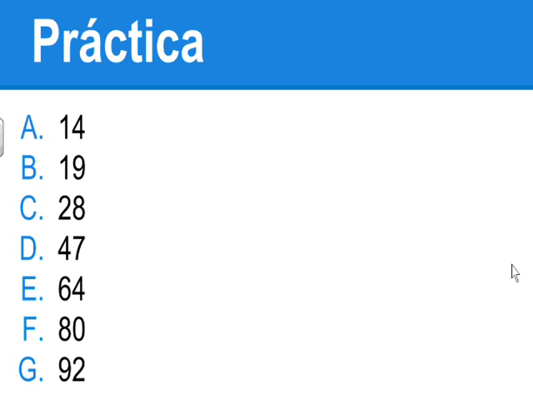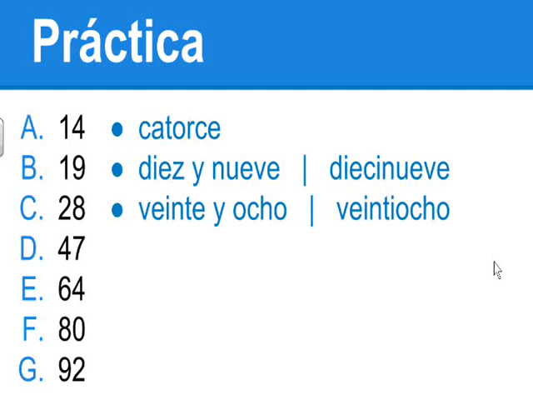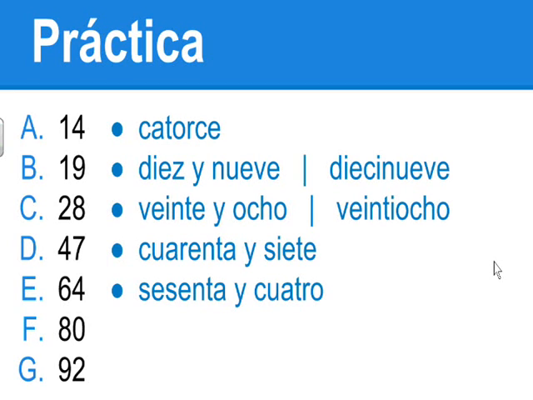Alright, so let's go over the answers here. Letra A, catorce. Letra B, 19. Remember, there are 2 spellings of it. Letra C, veintiocho, again, there are two spellings. Letra D, 47. Remember, any number that is above 30 does that pattern of tens and ones. So to say 47, you say cuarenta y siete. Letra E, 64. Careful with whether you had an S or a T there. Sesenta y cuatro for 60, similar to seis.